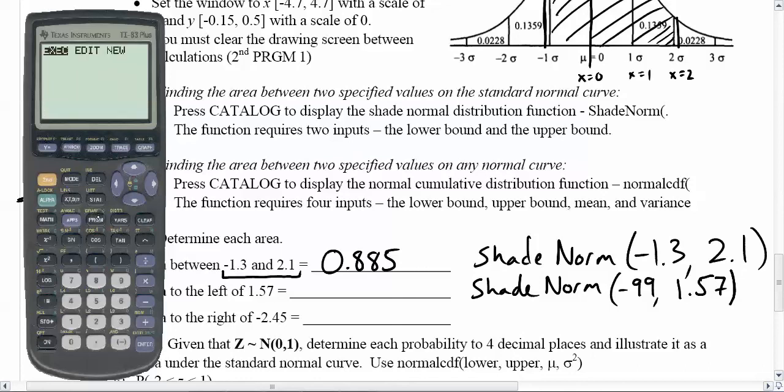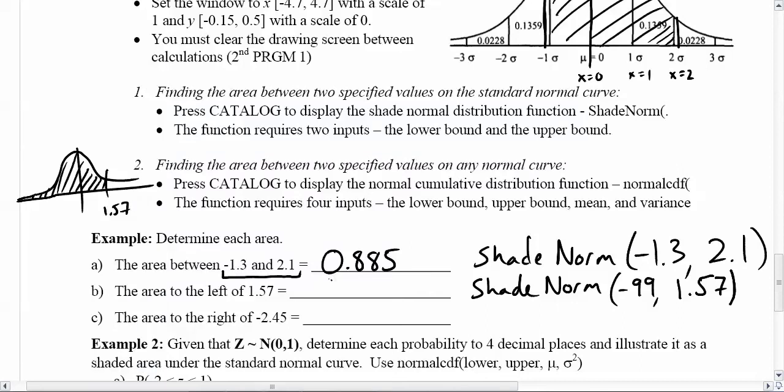So you go to your draw menu, second program, and you have to clear drawing. Choose number 1. So second program, clear drawing. And then you can type in your equation and it'll draw. So it colors it all, and it gives you the percentage, 0.942.